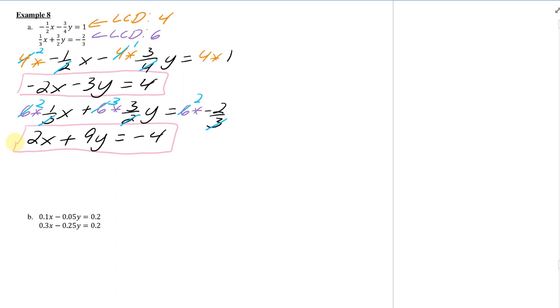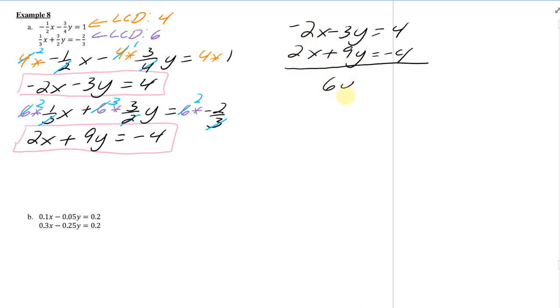Now I've got some more space over here, so I'll stack them up together. So this is -2x minus 3y equals 4, and 2x plus 9y equals -4, which is awesome, right? Because now the 2x terms will just drop out, so we can just go ahead and add straight down. So this is 6y equals 0. Divide both sides by 6, I get y equals 0.